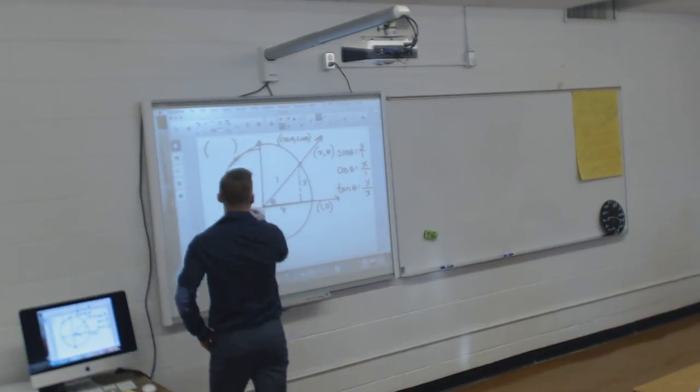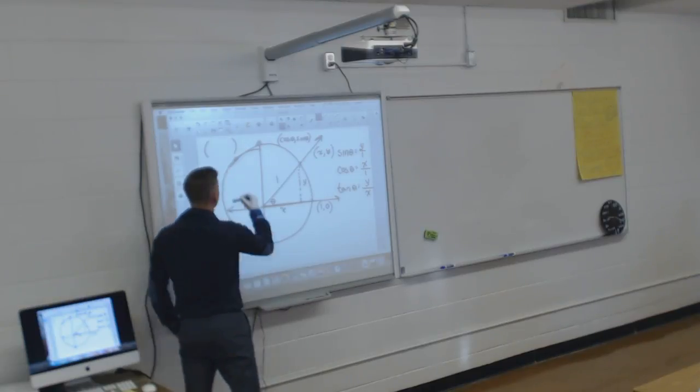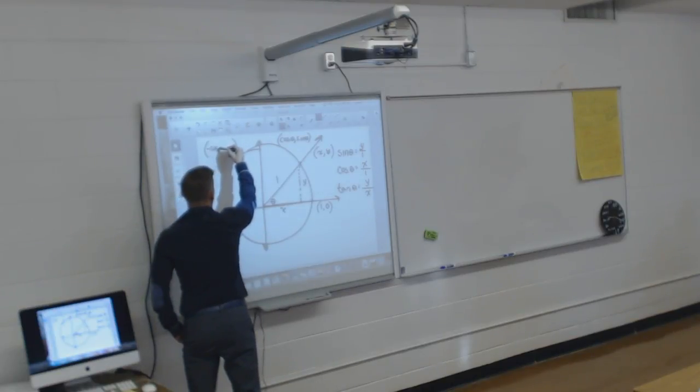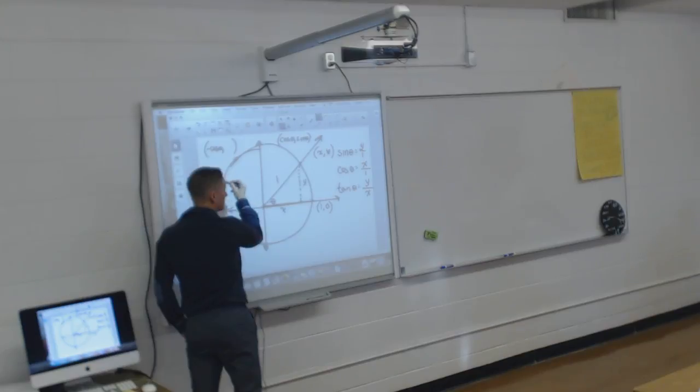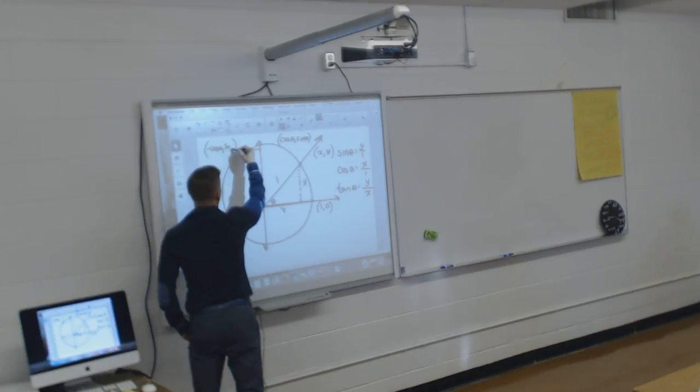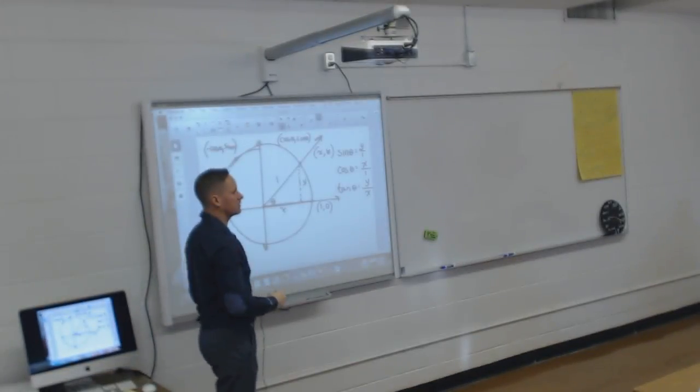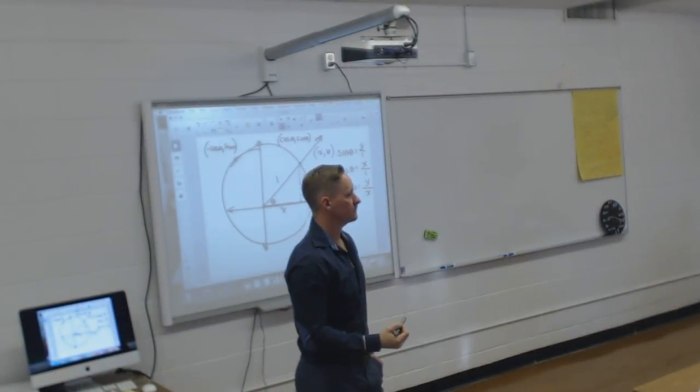So what happens over here? What changes over here? The x is a negative in this quadrant. It's still negative cos, sine y.